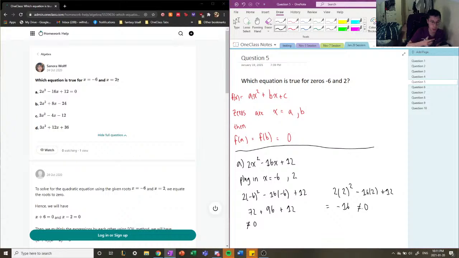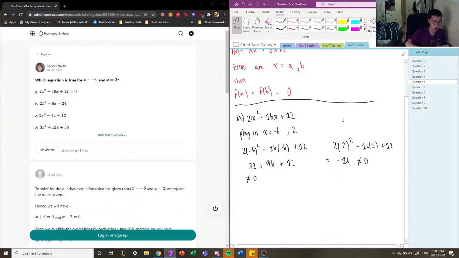Okay. So we now know that option A does not have zeros -6 and 2. So let's work on option B again, and we're going to plug in. And then for option C and option D, I'll show you guys a different method.